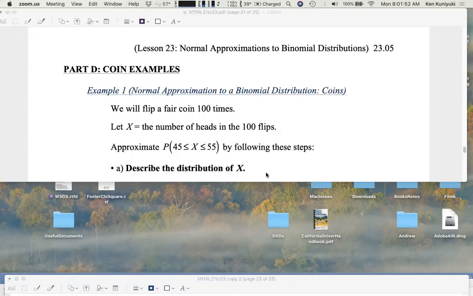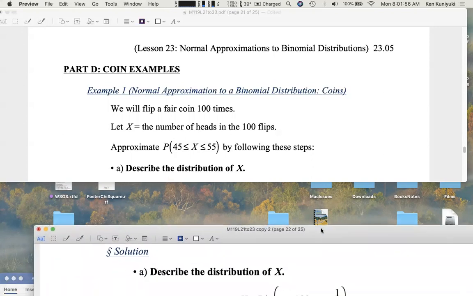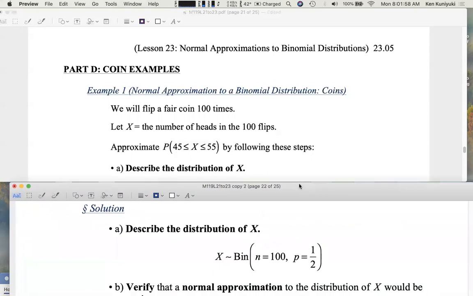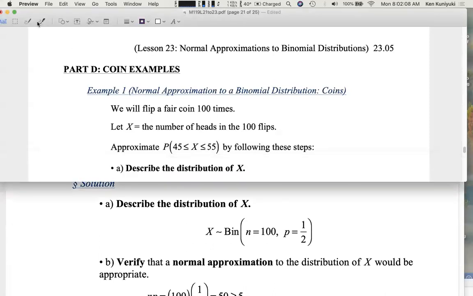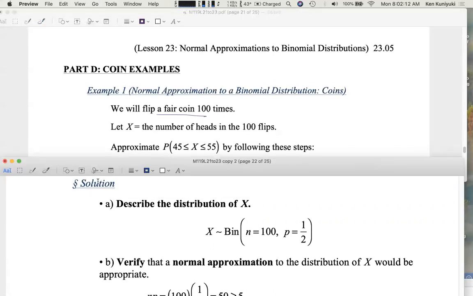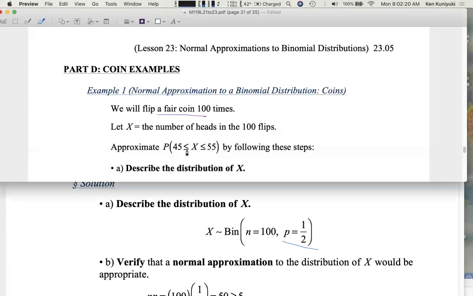Describe the distribution of x. Well, what kind of distribution is it? It's going to be a binomial distribution where n equals 100 trials corresponding to the 100 flips, and p equals 1/2 because we're flipping a fair coin. This is a discrete distribution, so the bars matter at this stage.